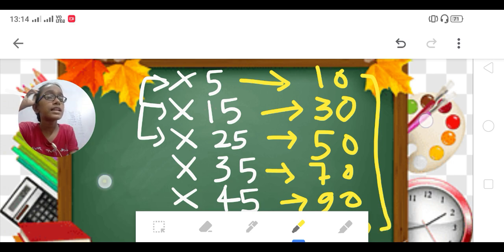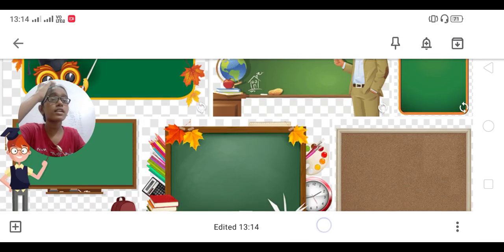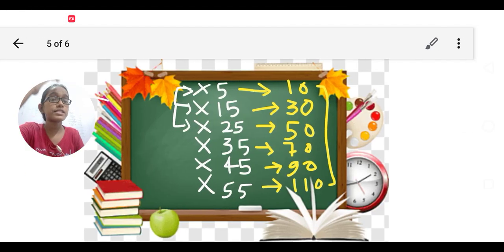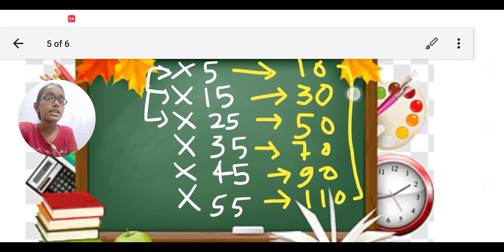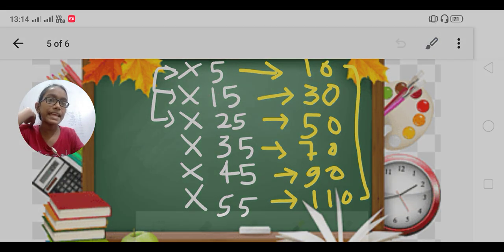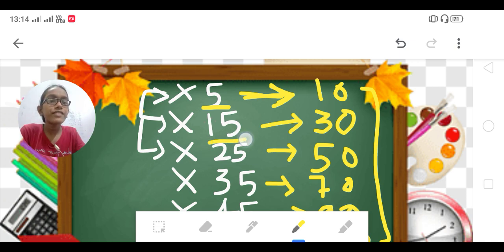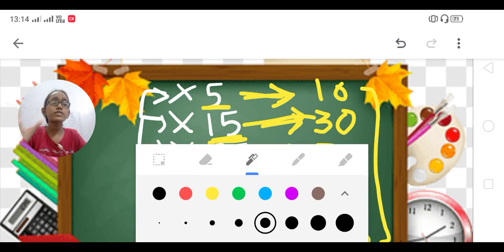Simple. These numbers are coming from a very basic thing, that is your addition. Addition is the very basic thing from which these numbers come. If you add 5 with 5, what do you get? You get 10, right? Then multiplied by 10. If you add 15 with 15, what do you get? You get 30. Simple.